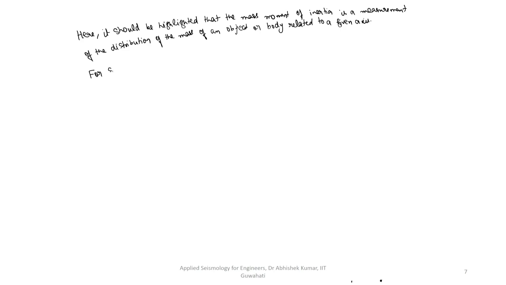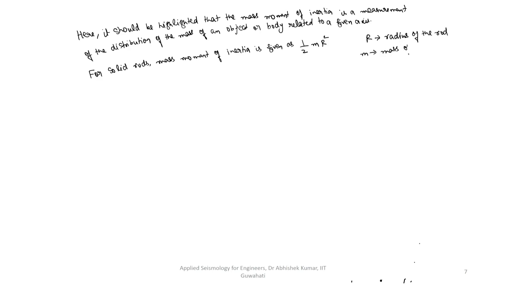For solid rods, we have considered here the elementary rod or the medium of propagation as a solid rod, cylindrical in nature. So, for solid rods, the mass moment of inertia is given as half m r square, where r is the radius of the rod and m is the mass of the rod. Mass of the rod means the rod which is of our concern. So, for our case, that is the rod through which the wave is propagating, this is the value of mass moment of inertia.